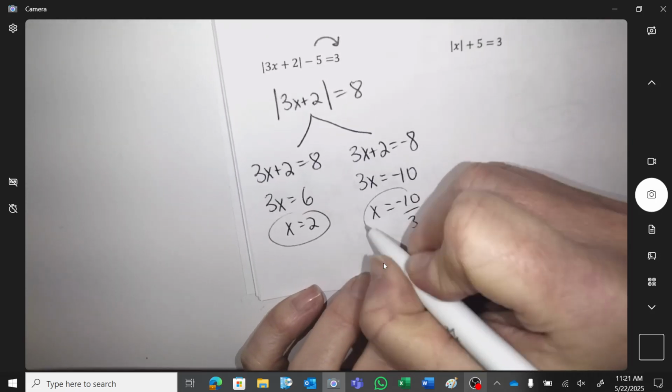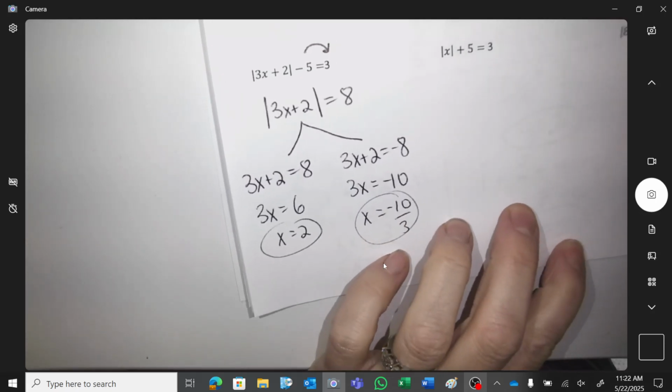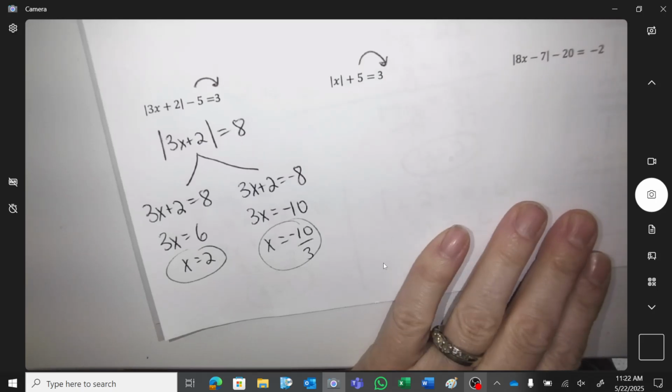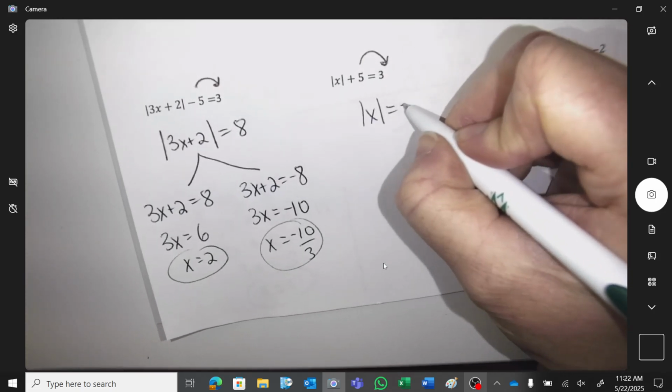If you have a fraction, just leave it. Okay, next one. Again, I'm going to remove that. So I get a -2.